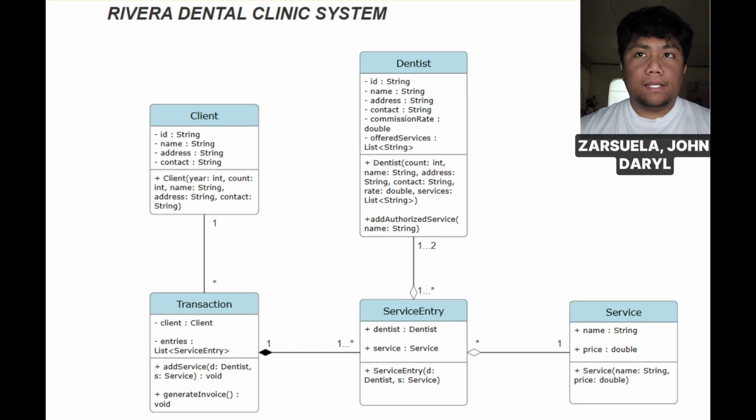Third, multiplicity and scaling. The numbers on our lines define the clinic's rules. The dentist to service entry is 1 to 2 to 1 to many. This is a critical update. Our system allows for up to 2 dentists, a lead and an assistant, to be assigned to a single or many service entries. This reflects the reality of complex procedures like surgery where teamwork is required.